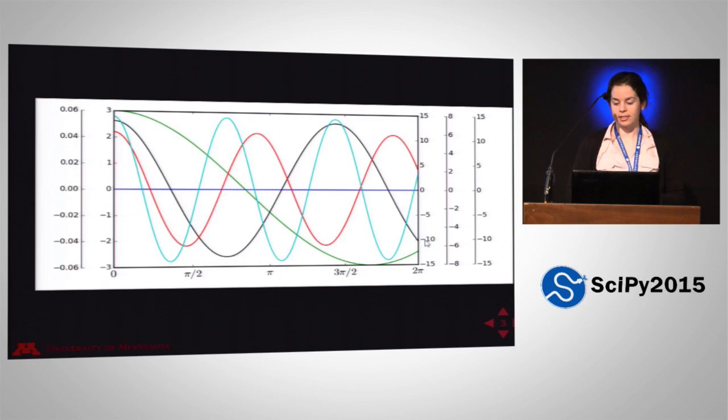Another method is to just do lots and lots of twinned axes. So all of these share the same x-axis and have their own y-axis. And you can see that gets busy really fast. And it's also difficult to discern what's going on in the plot space since they're all overlain.